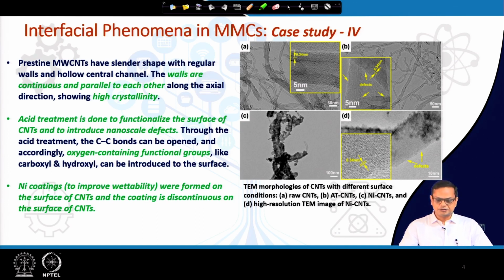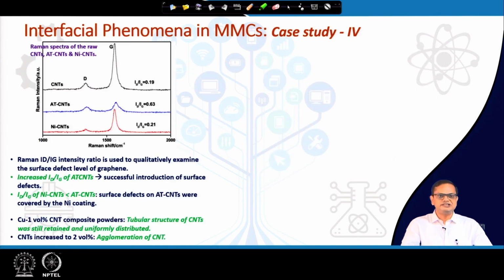All right. Now, let us move on and see what happens with the carbon nanotube further. What we are seeing here is Raman spectroscopy. I have mentioned earlier also that Raman spectroscopy is a basic technique which is used a lot to understand the defect density in graphene layers or in carbon nanotubes, graphene nanoplatelets.